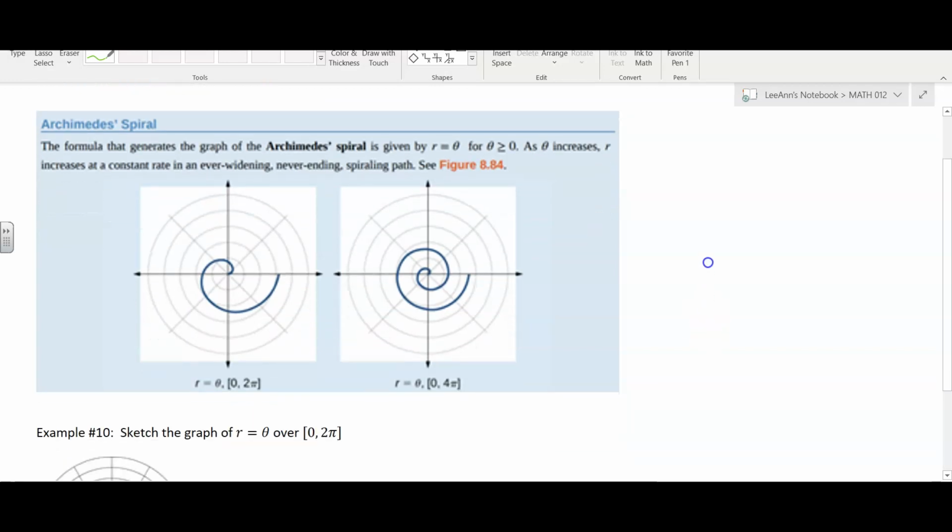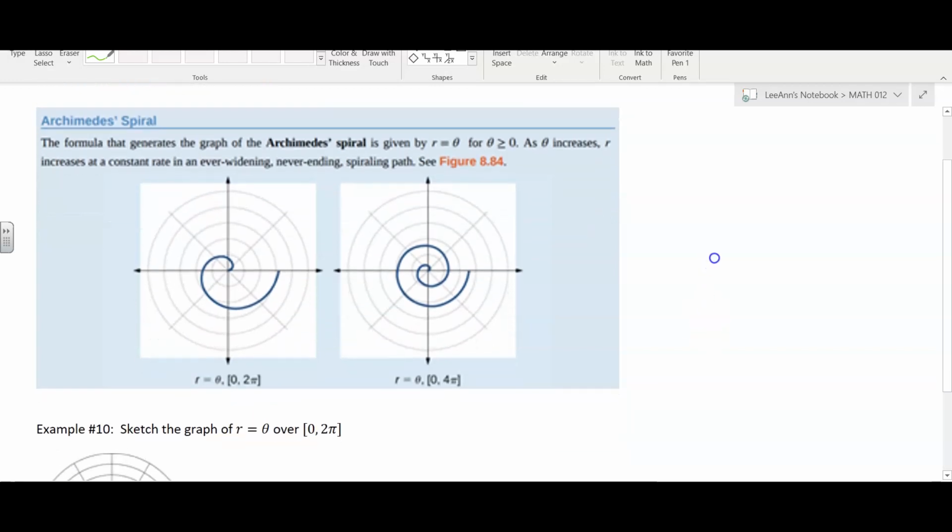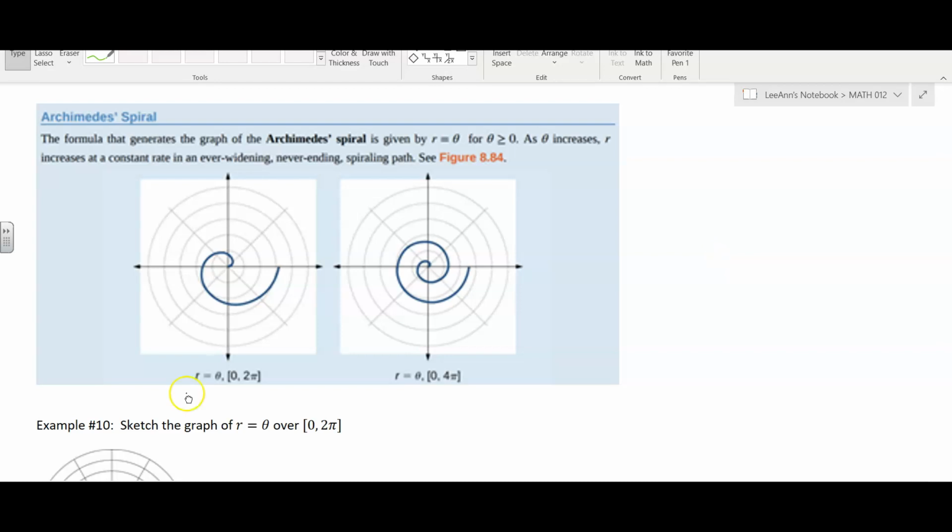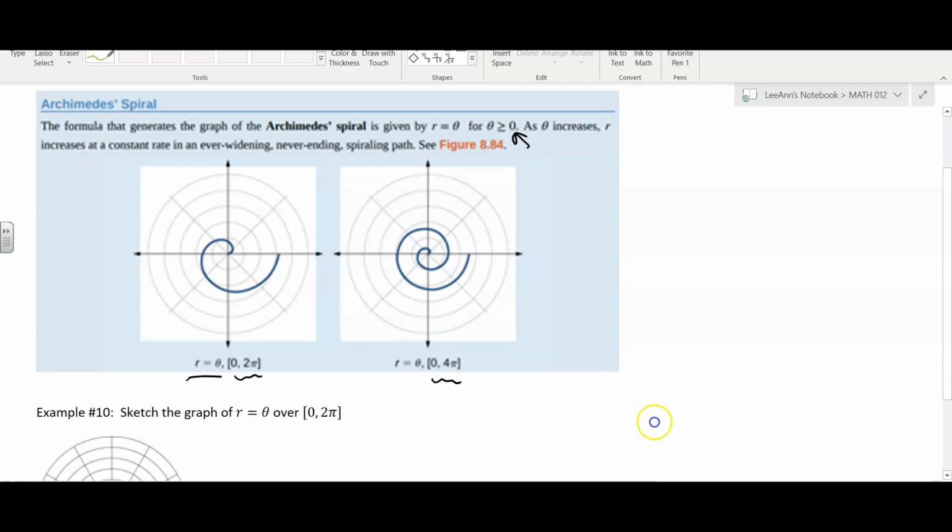Okay, so here we're talking about Archimedes spiral. Notice that it just says r equals theta. That's what we're doing here, and theta is greater than or equal to 0. Okay? And so it's going to make this spiral. Now this first graph was graphed from 0 to 2 pi. The second graph was graphed from 0 to 4 pi.